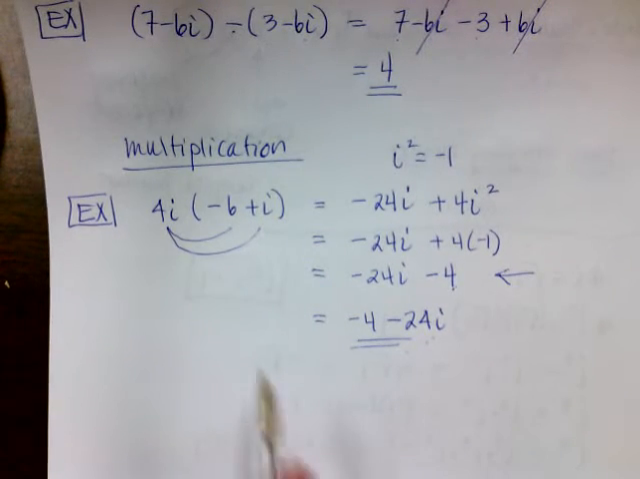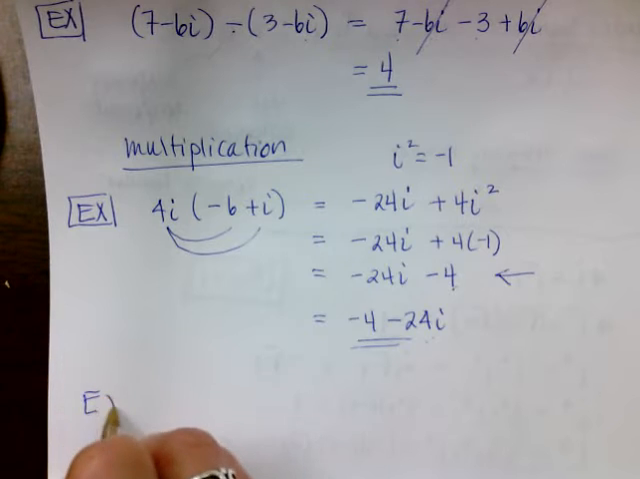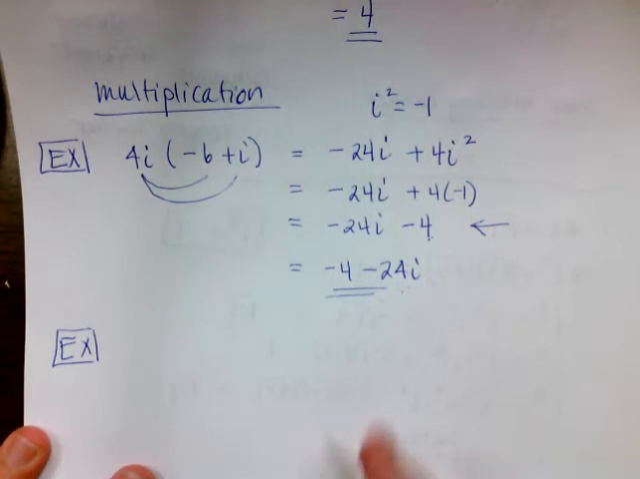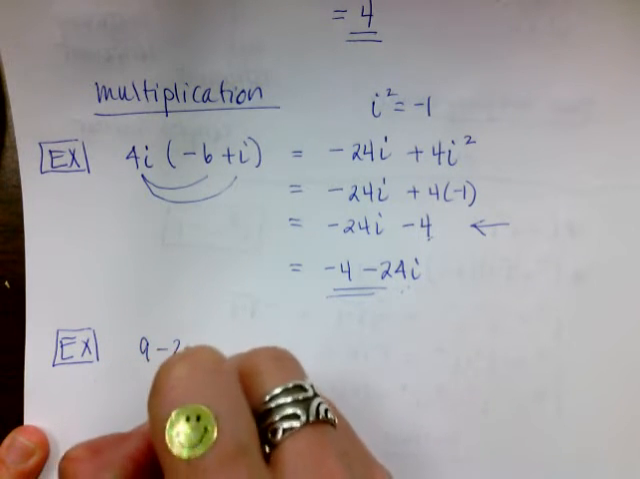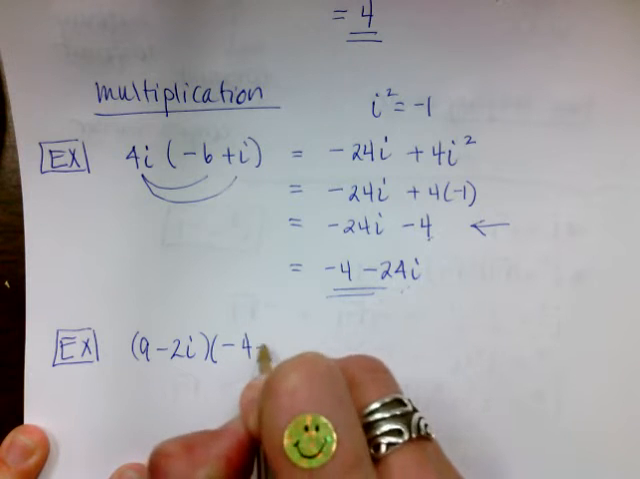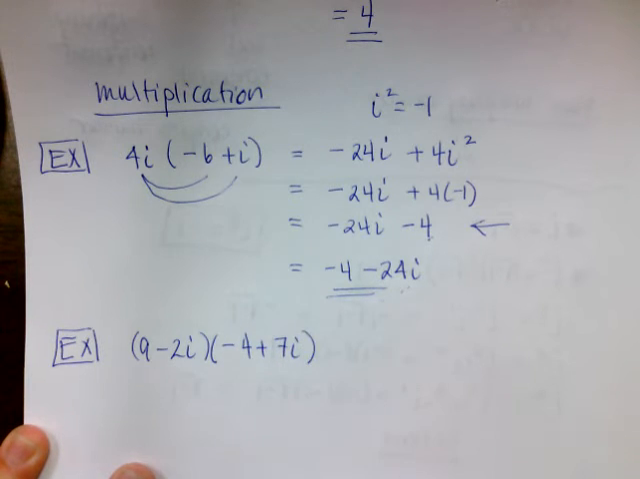All right, we're almost done. I have just a couple more examples of multiplication. The next one, we're going to do 9 minus 2i, and now I'm going to multiply that by a negative 4 plus 7i.